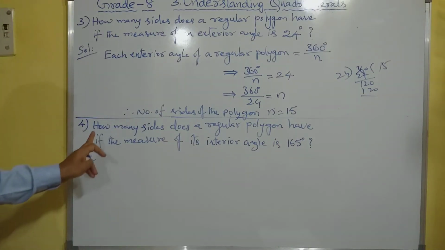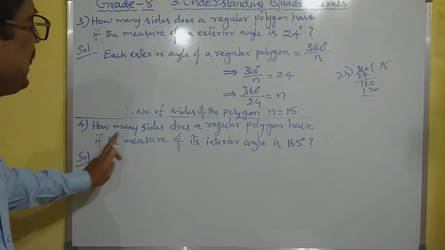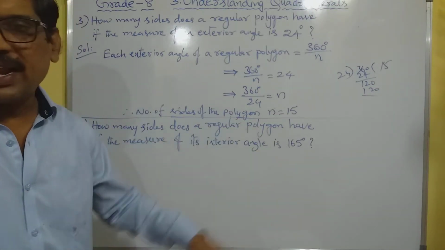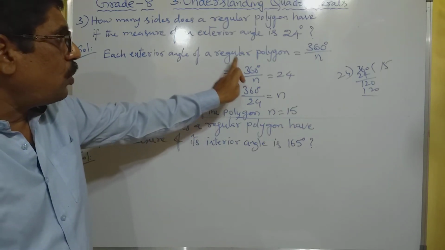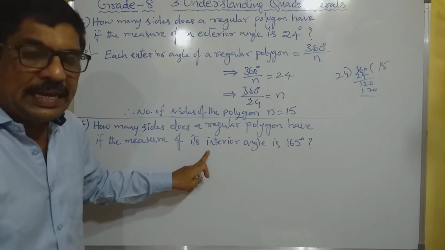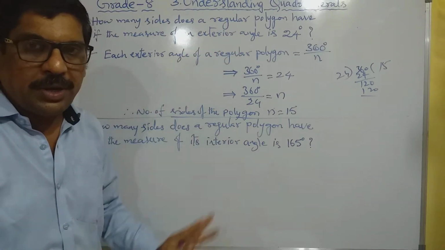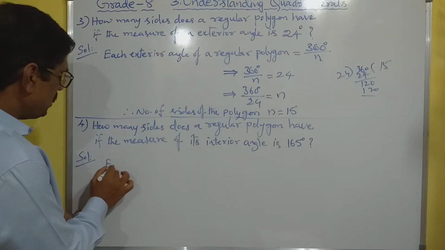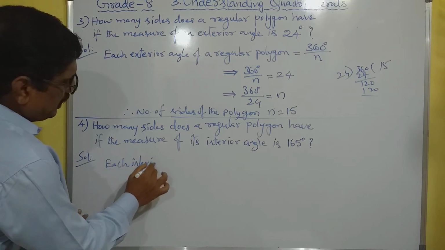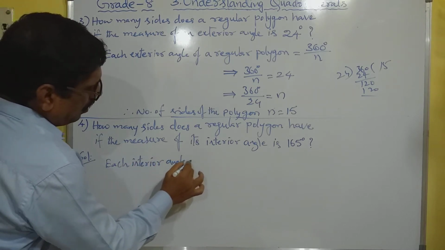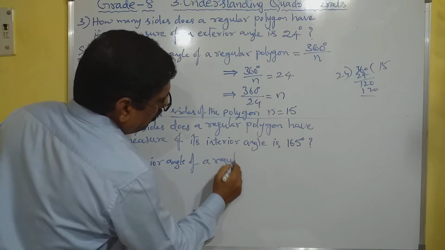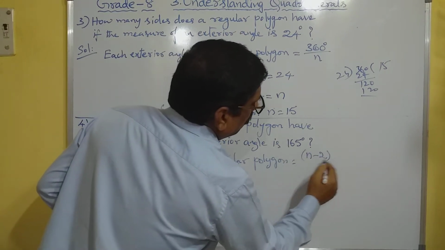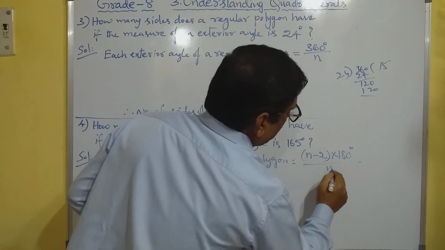Now let us go with the fourth problem. How many sides does a regular polygon have if the measure of its interior angle is 165 degrees? The previous problem is about exterior angle and this one is interior angle. So as per the given data, we need to select the formula. Now look into the formulas list. Each interior angle of a regular polygon is equal to n minus 2 into 180 degrees by n.